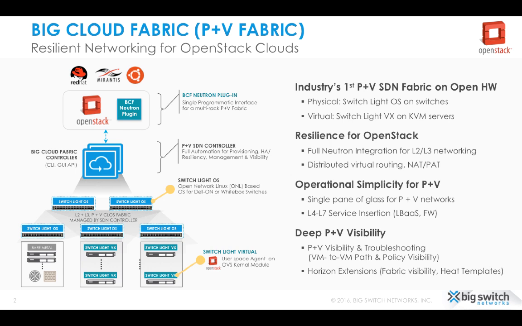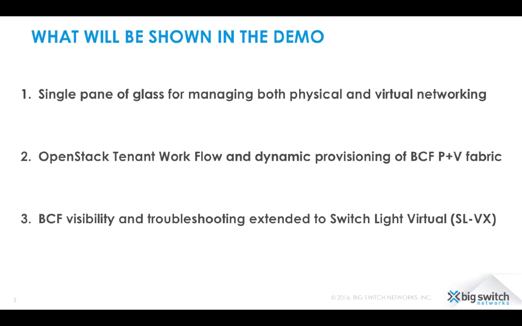BCF P plus V Fabric also provides distributed logical routing and distributed NAT for floating IP across the OpenStack cluster with SwitchLite Virtual. BCF P plus V Fabric also provides OpenStack Horizon extensions to enable tenant-driven troubleshooting and tenant-driven service insertion. I'll be demonstrating Big Cloud Fabric P plus V edition in three parts.